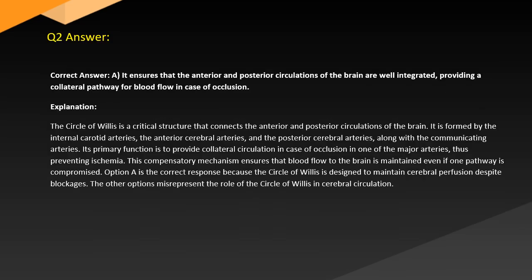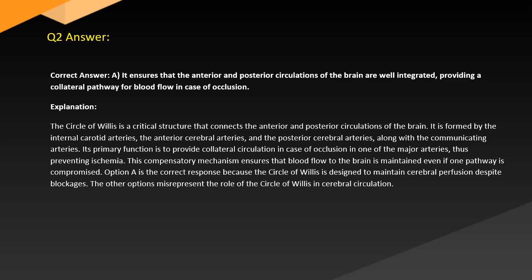Answer. Correct answer: A. It ensures that the anterior and posterior circulations of the brain are well integrated, providing a collateral pathway for blood flow in case of occlusion. Explanation. The circle of Willis is the critical structure that connects the anterior and posterior circulations of the brain. It is formed by the internal carotid arteries, the anterior cerebral arteries, and the posterior cerebral arteries, along with the communicating arteries.